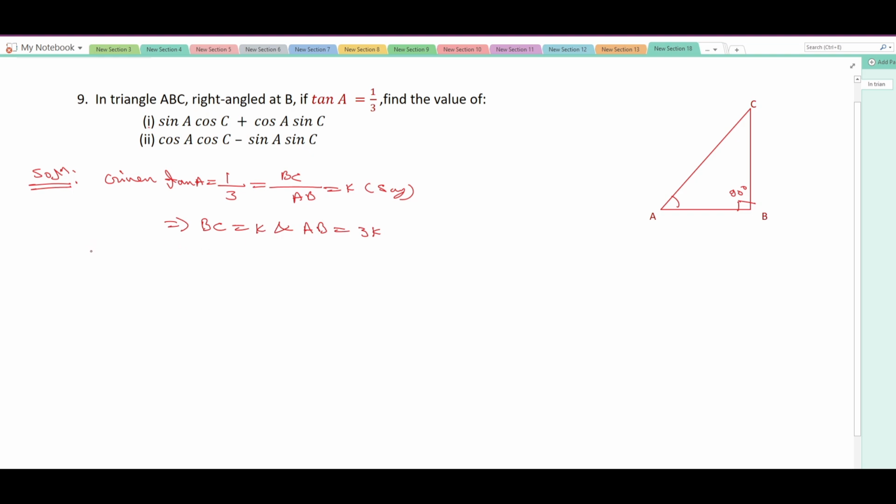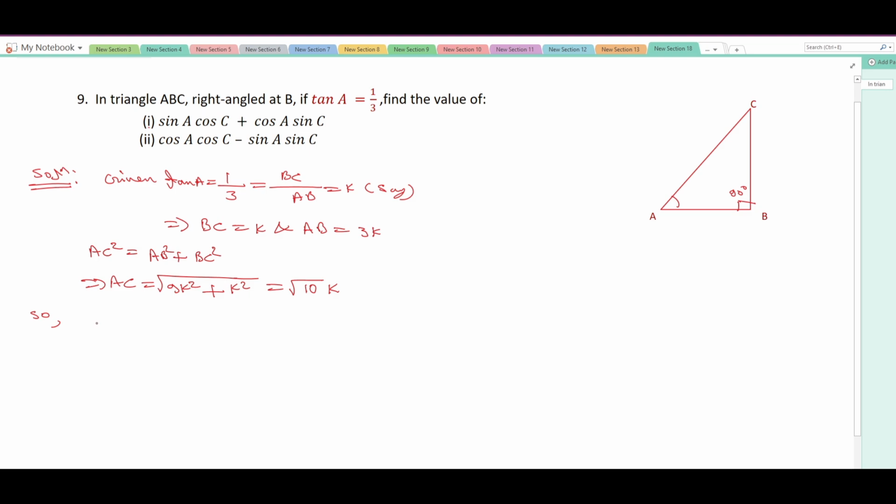Using Pythagoras theorem we have AC square equal to AB square plus BC square. AB equals thrice K, so AB square equals 9K square. And BC equals K, so BC square equals K square. This is equal to 10K square, so AC equals root over 10 K.